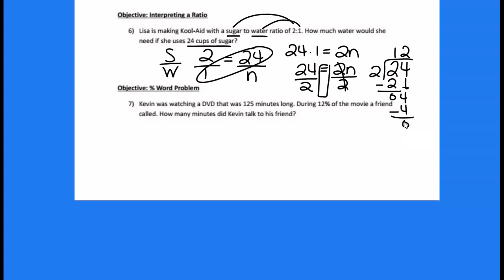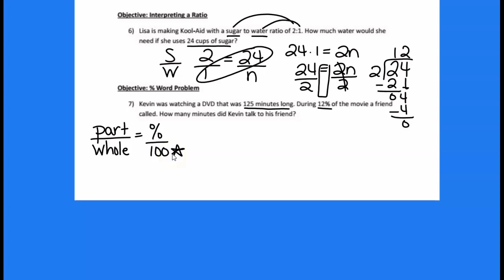Objective, percent word problem. Kevin was watching a DVD that was 125 minutes long. During 12% of the movie, a friend called. How many minutes did Kevin talk to his friend? This we need part over whole equals percent over 100. Remember, 100 is always in the lower right-hand corner.